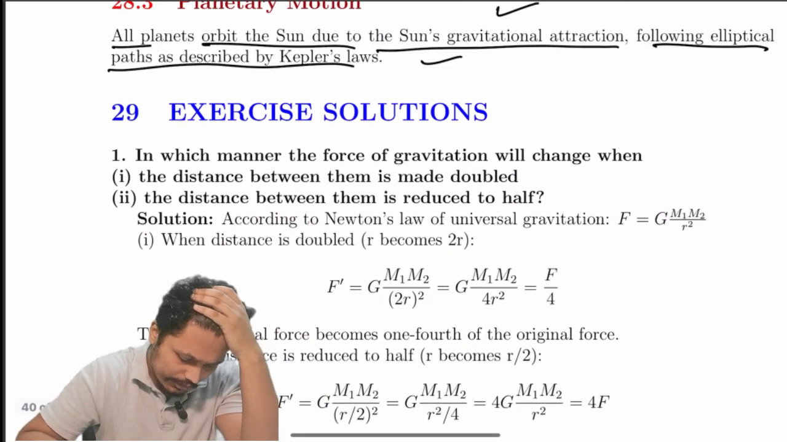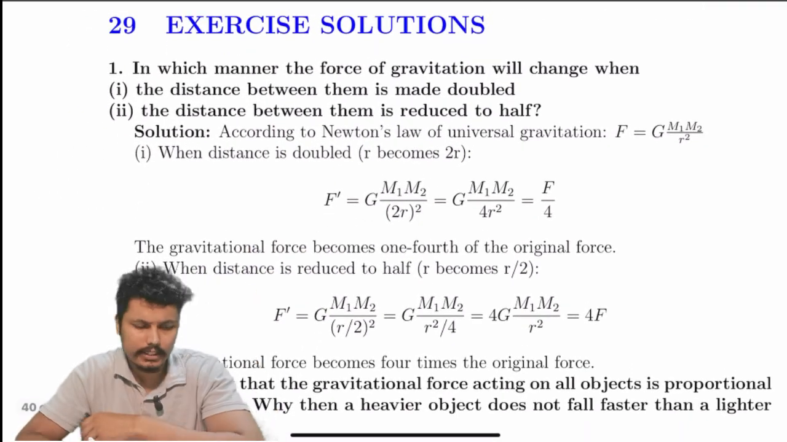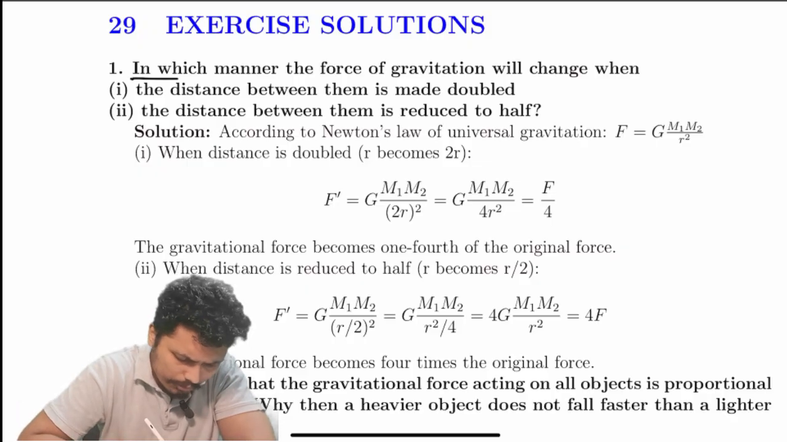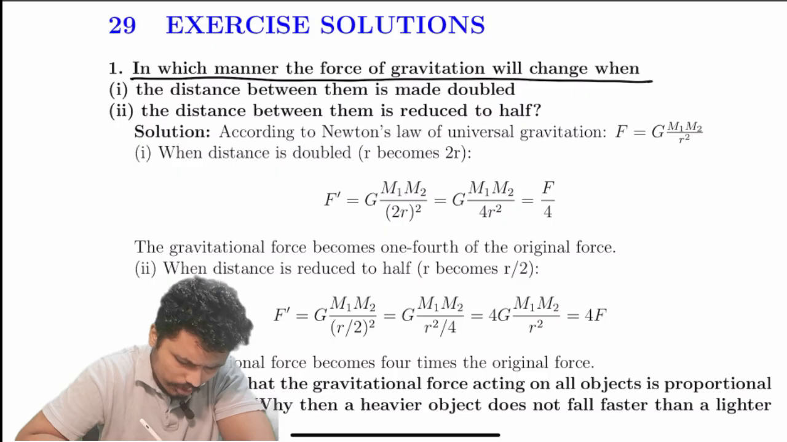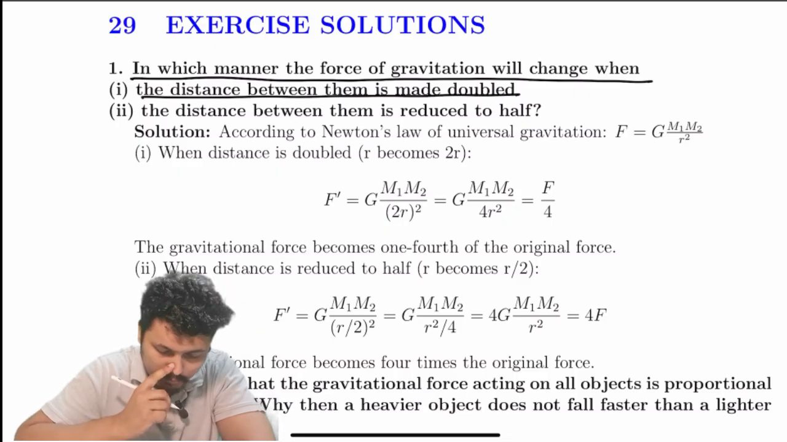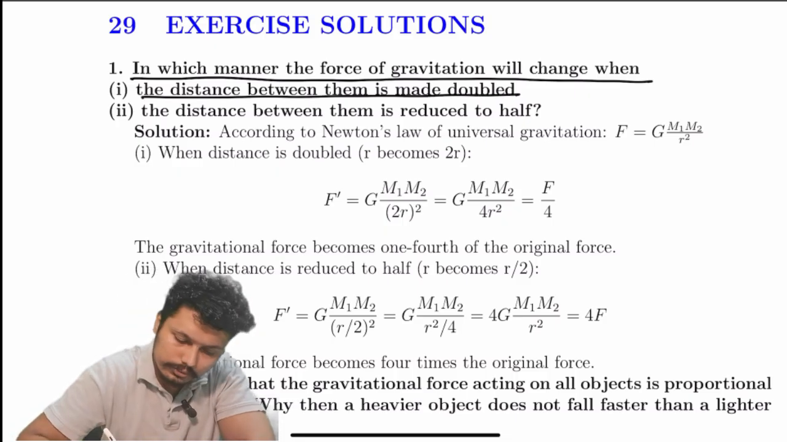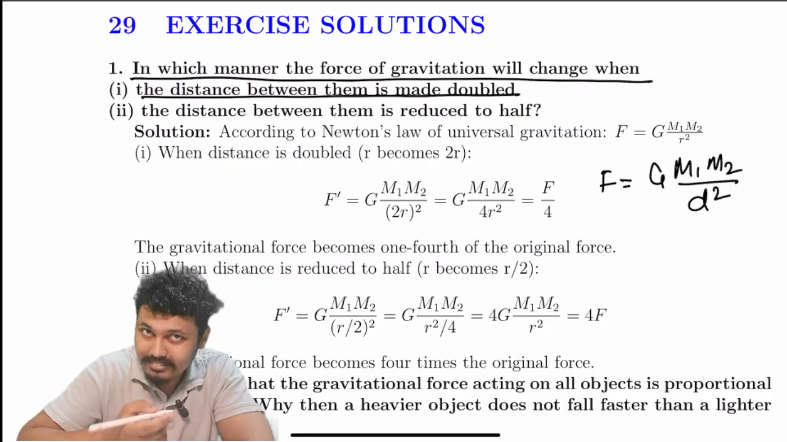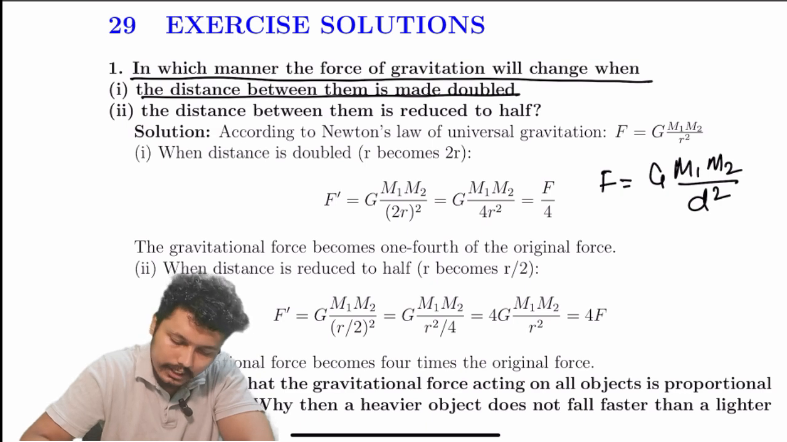Now let's go to the exercise questions. Let us answer all the exercise questions that are in your textbook. First: in which manner will the force of gravitation change when the distance between them is made double? Now we know force equals G m1 m2 divided by r square, or d square. Same thing, they are writing r here. We can write d also.